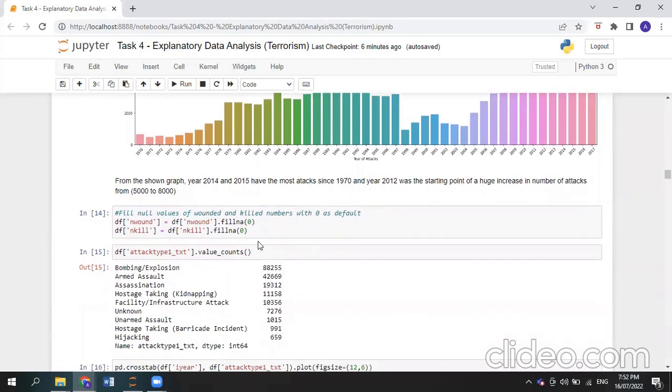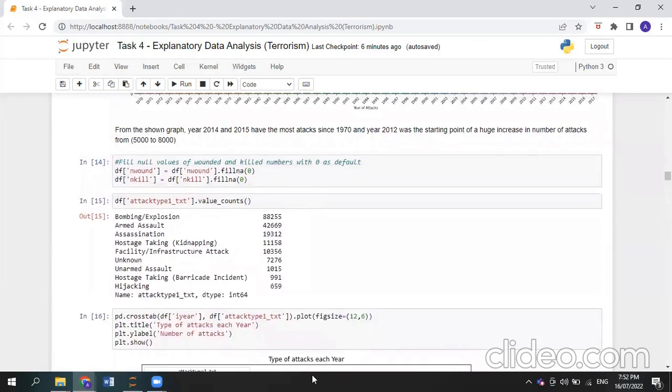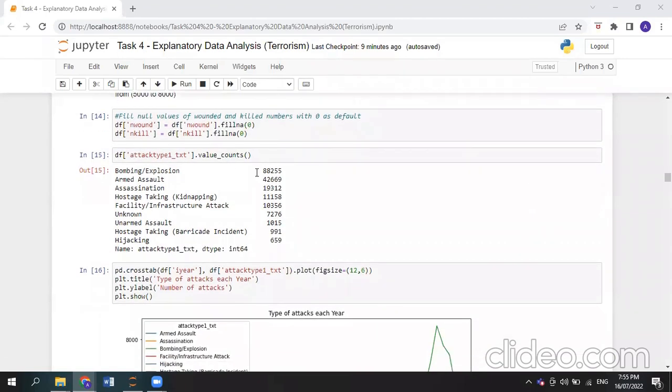Here we filled the null values found in kill and wound with 0, as we don't have a measure for it. Then we are showing the counts of each attack type. For example, bombing has the highest, as we mentioned above, 88,000 counts.